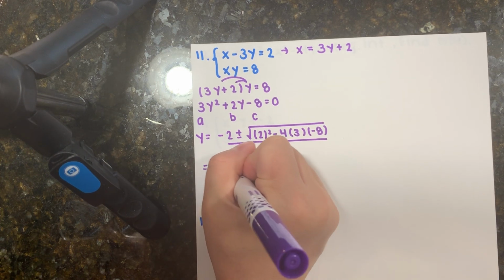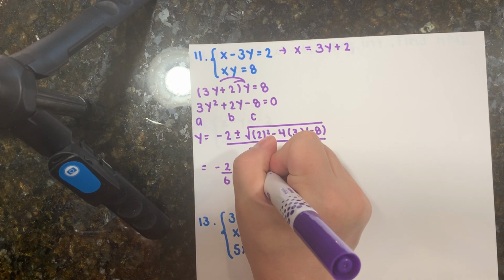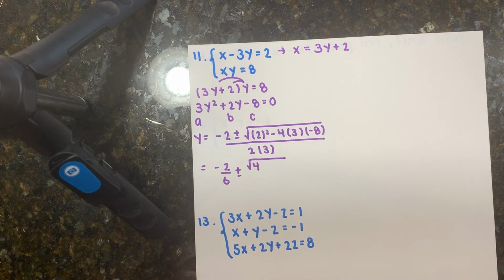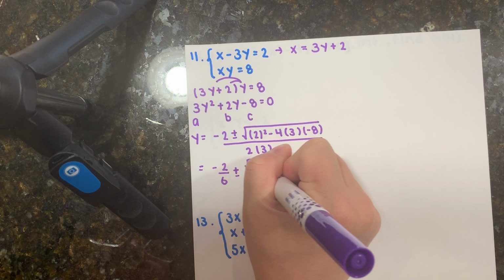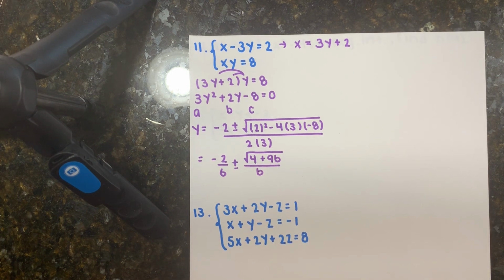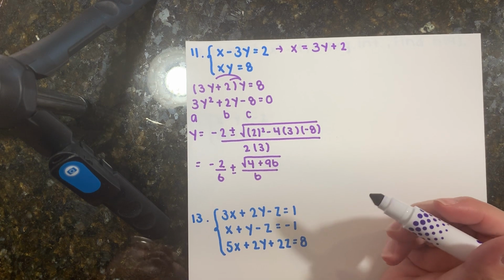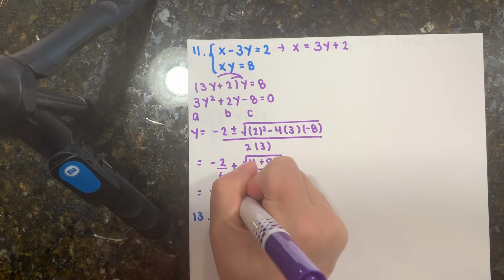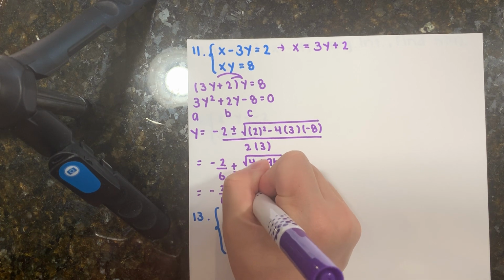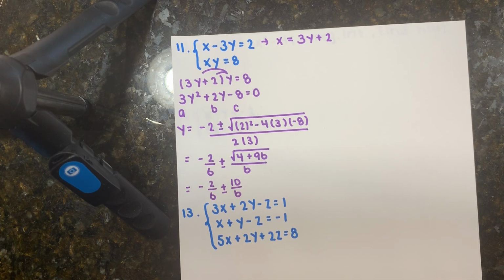So I have -2/6 plus or minus the square root of 4, and that would end up being 4 times 3 times 8, which is 96. So it would be 4 plus 96 all over 6. We need to know that 96 plus 4 is actually 100, and the square root of 100 is 10. So this would be -2/6 plus or minus 10/6. And we do need to evaluate that.